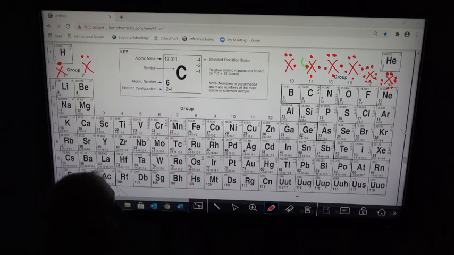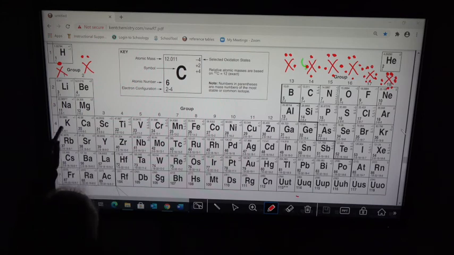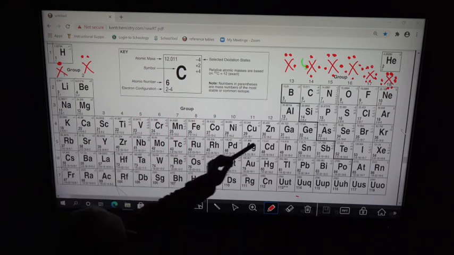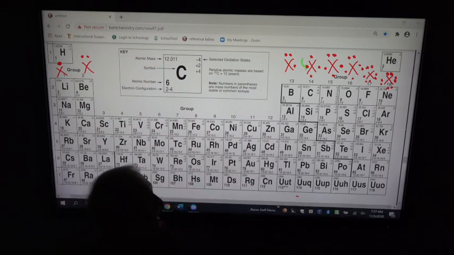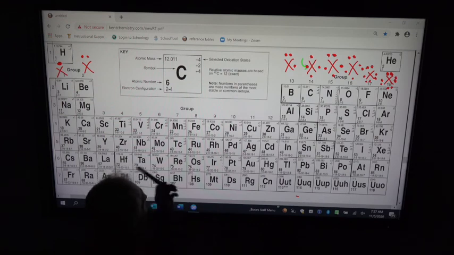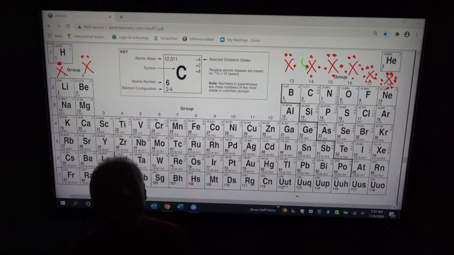All right? So in the next video, we will talk about the properties of each group. And then we'll talk a little bit about the properties of the periods. Then we'll talk about general properties of metals, general properties of nonmetals, and then we'll just about be finished with this super important periodic table chapter.